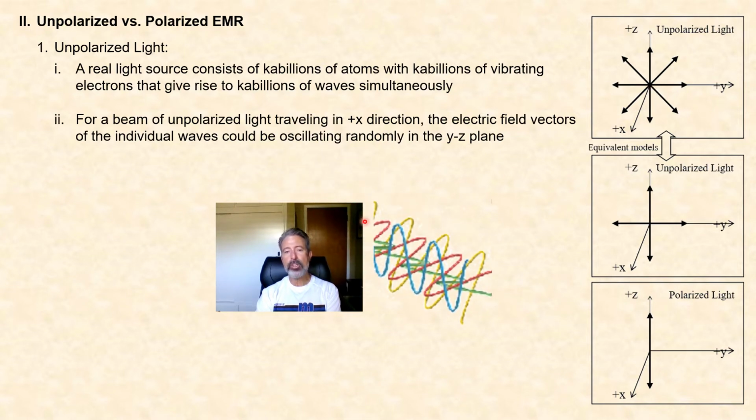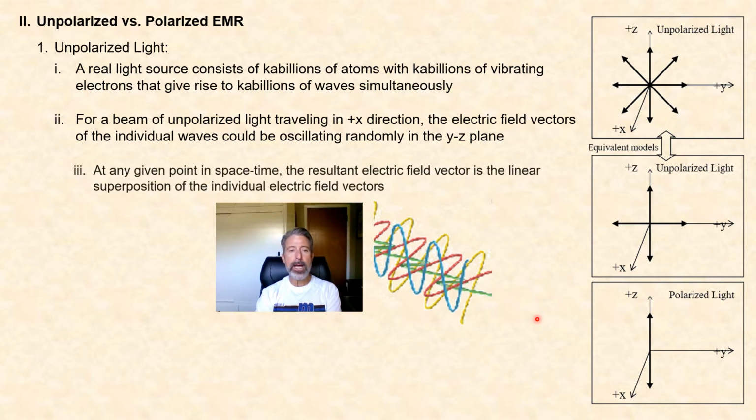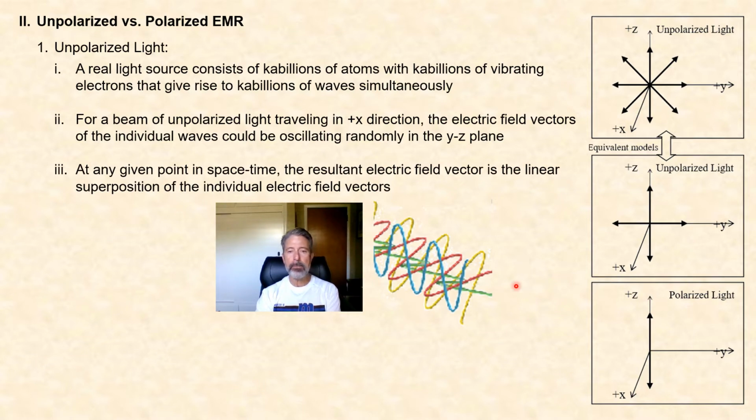Here's a picture that shows you 4 different waves, the blue, yellow, green, and red wave, where the direction of the electric field is randomly oriented, in the plane perpendicular to the direction in which the wave travels. Now, another representation: at any given point in space-time, the resultant electric field vector is the linear superposition of the individual electric field vectors.